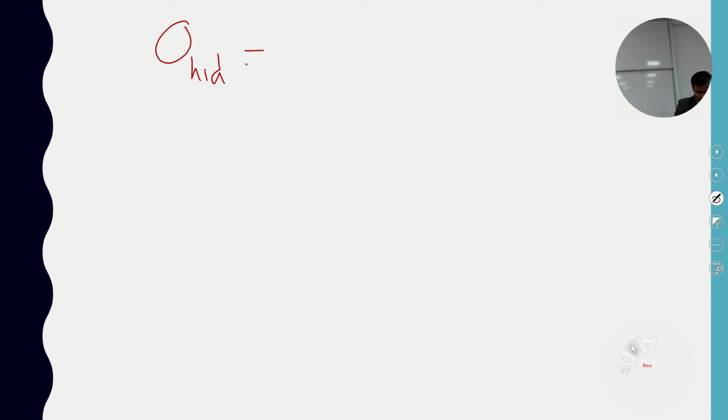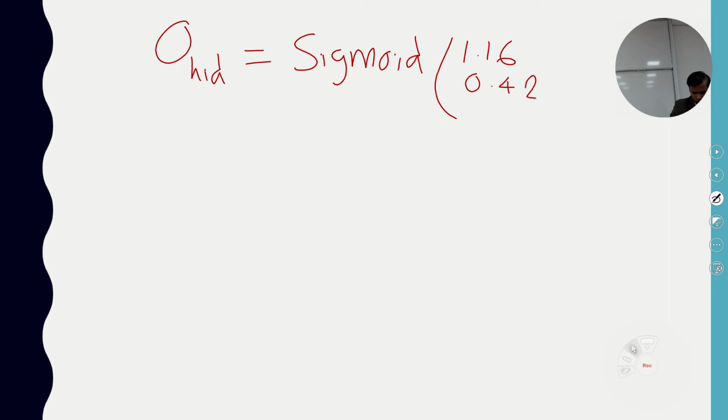Output of hidden layer is sigmoid of 1.16, 0.42, 0.62. And when you take the sigmoid value, you know how to take that value, right? You just have to use this form.